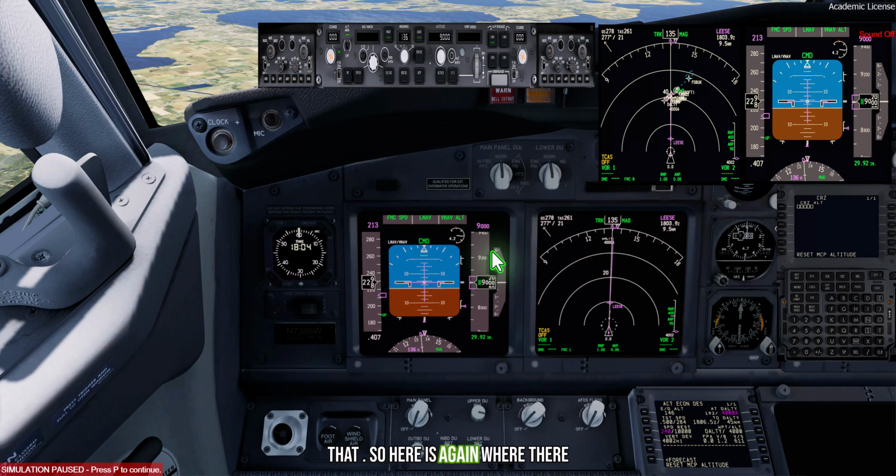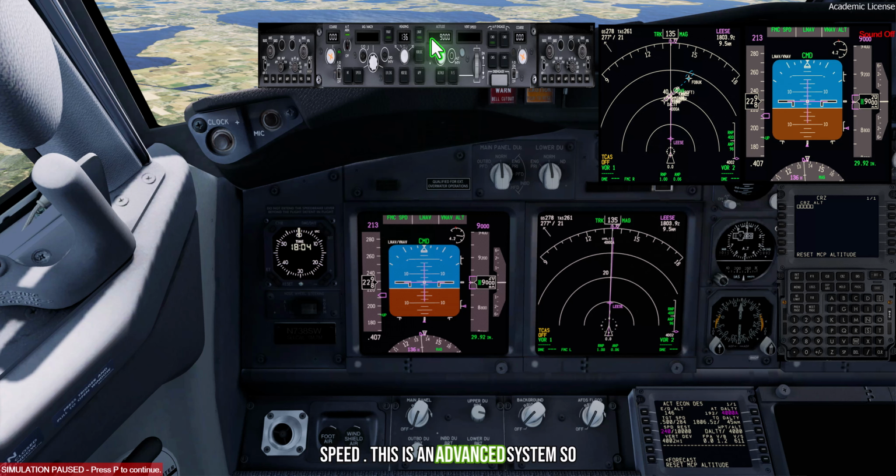So here is again where there are some nuances to operating in VNAV. The thing I wanted to cover is, if I came up here in an MCP mode and went to engage VNAV and it did not engage when I tried to execute it, it just would not engage and stayed here with altitude hold. And it didn't change to FMC speed.